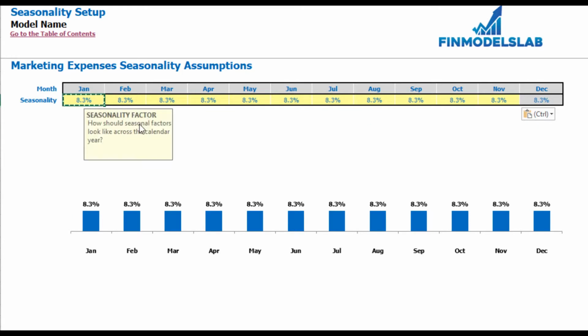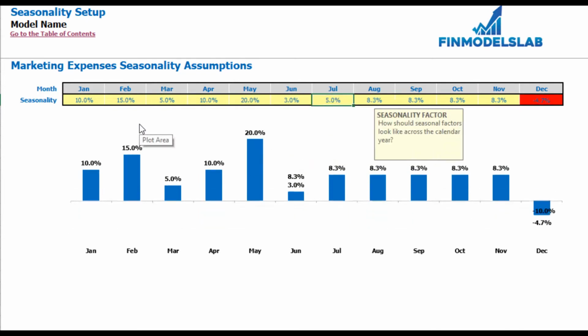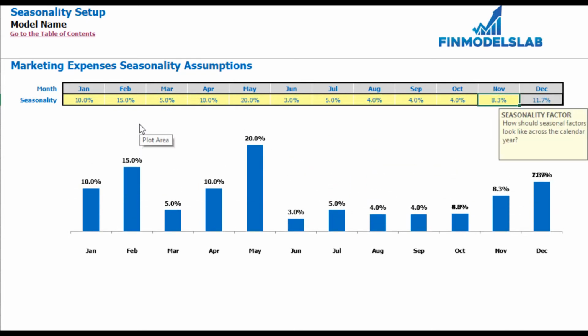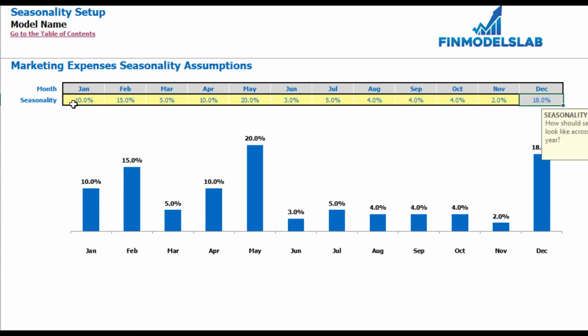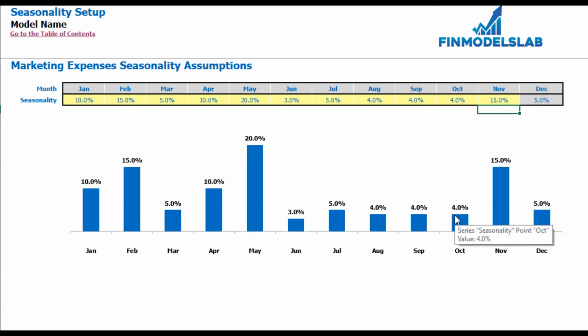But if you need some seasonality, you can set up, for example, 10, 15, 5, 10, 20, 3, 5, 4, 4, 4, 2. And the December will balance, so in total it should be always 100%. So December will show the rest amount to have 100. So if you set up something very weird, for example 25%, December will be minus 5% and you will see it by red. It shouldn't be the case because the marketing expenses should be always positive. So you should keep December always positive. 15%, and in this case everything is positive. Hope that makes sense.